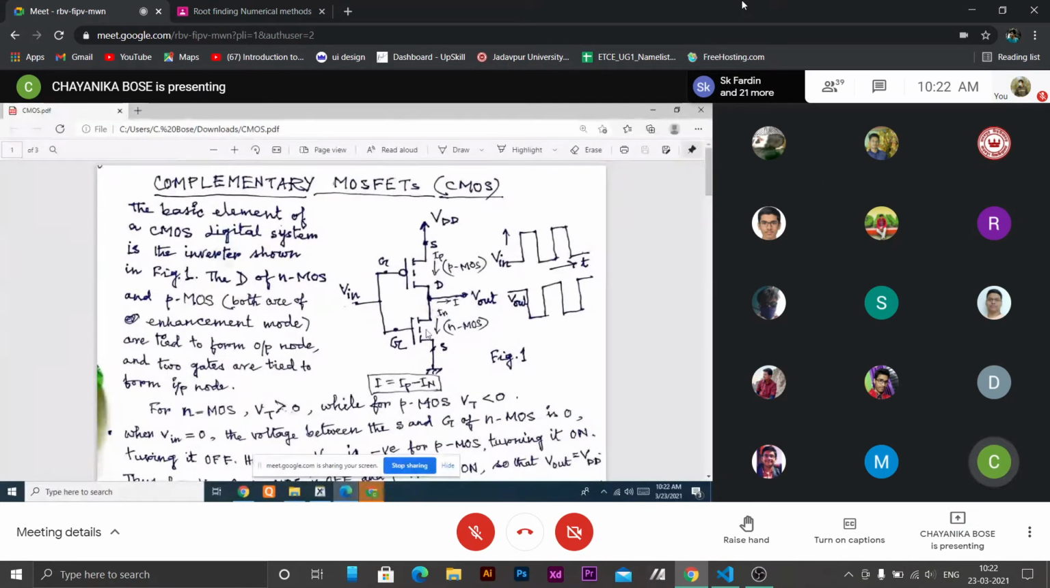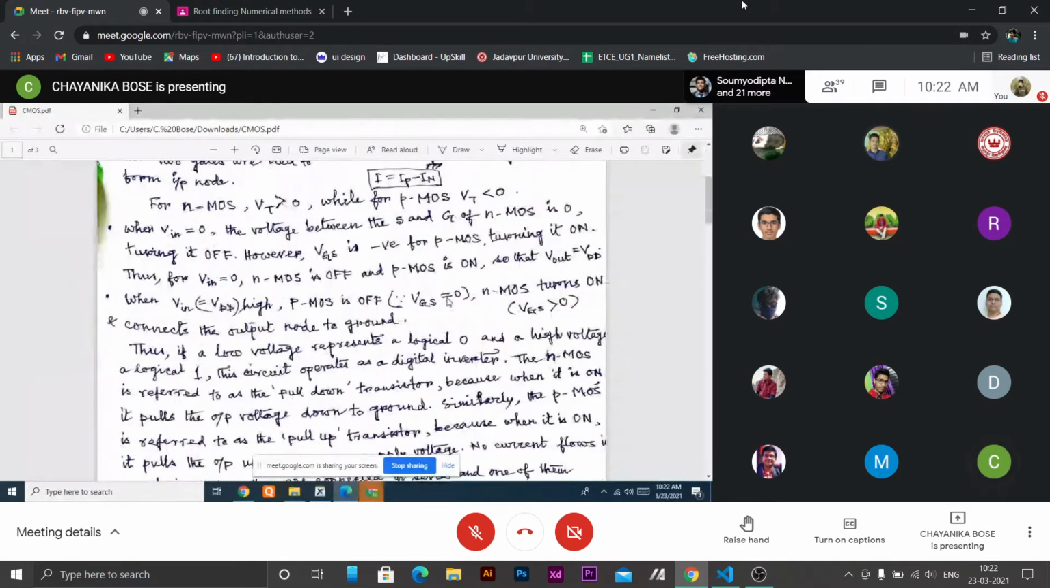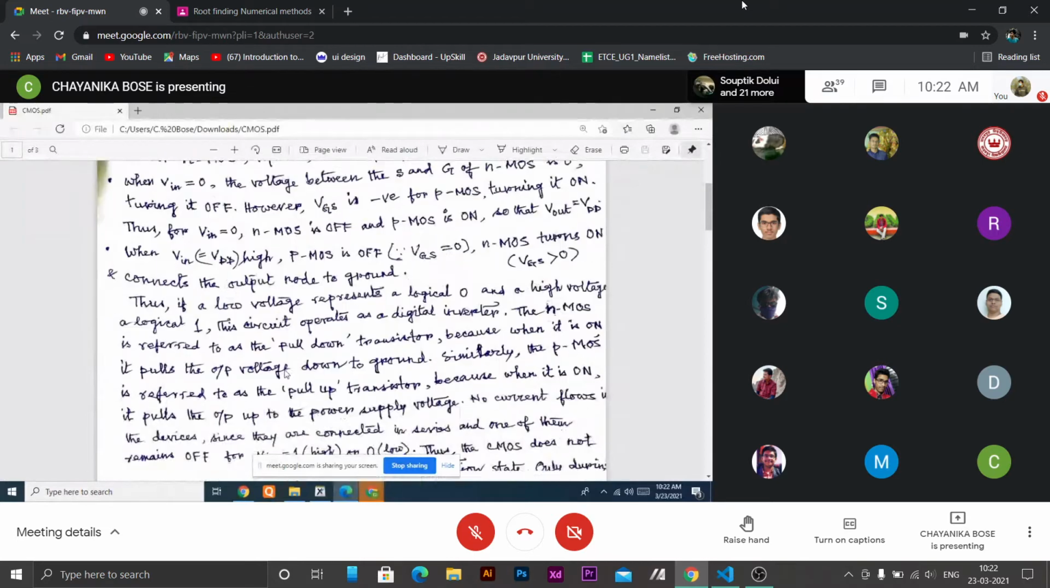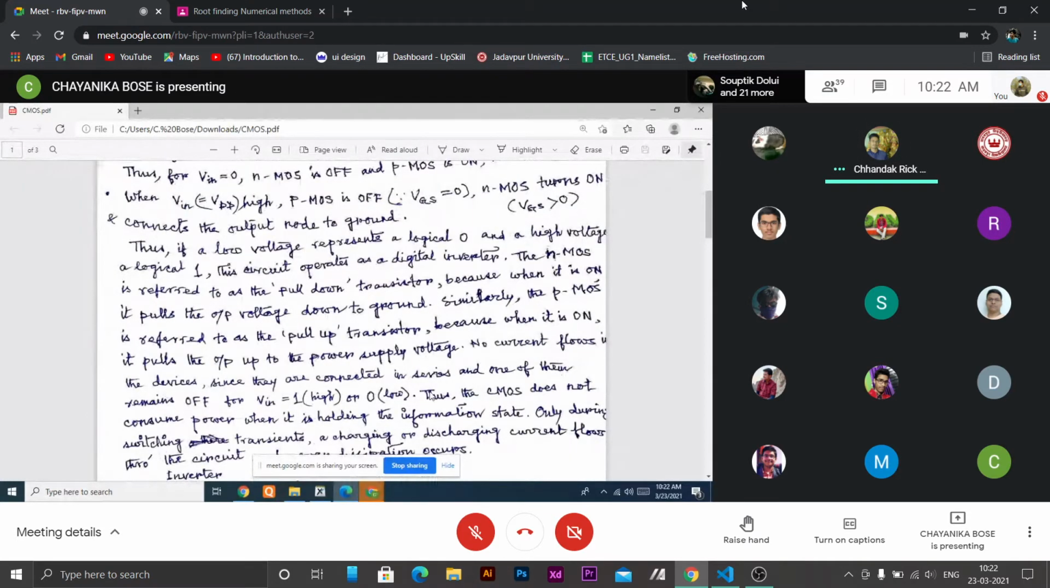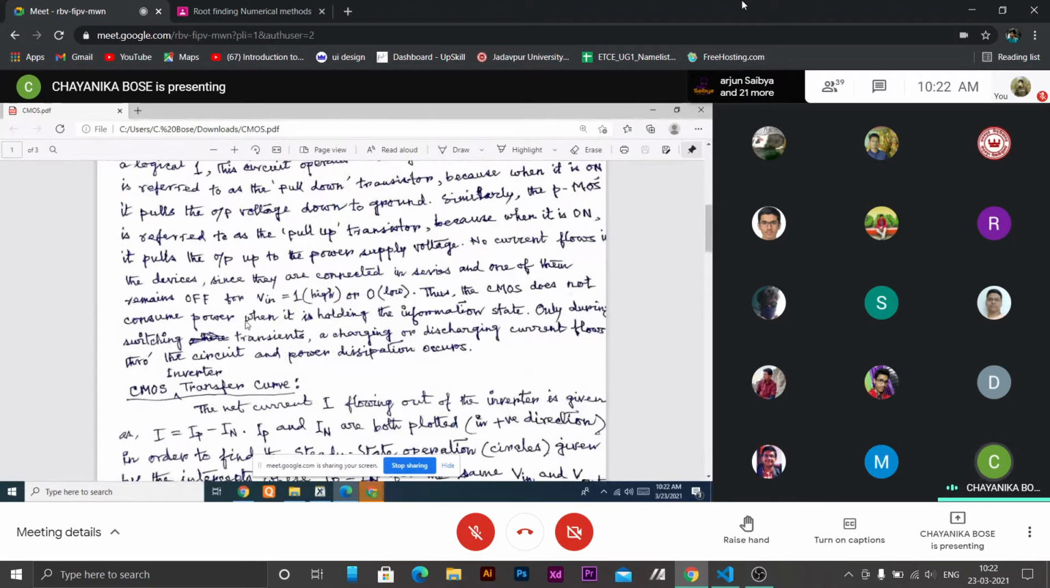So this is our pull down transistor and it is pull up transistor. So no current flows in the devices since they are connected in series and one of them remains off for the input high or low. Thus the CMOS does not consume power when it is holding the information state. Information state means our signal is low or high. That is our original information. So when it holds, the CMOS inverter holds the information state.